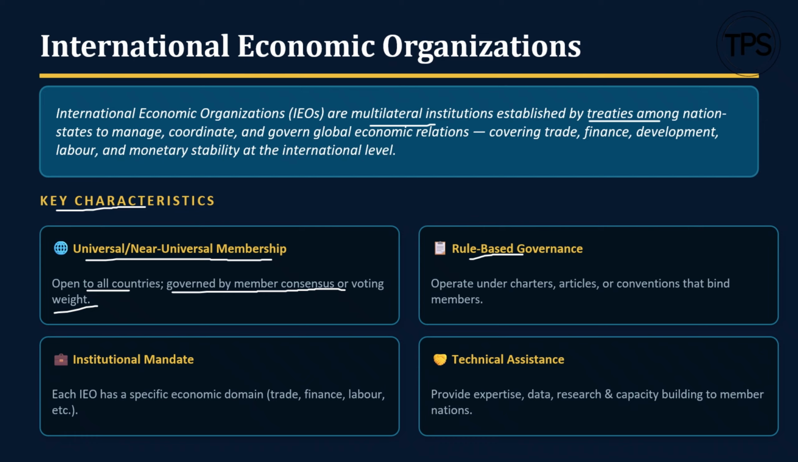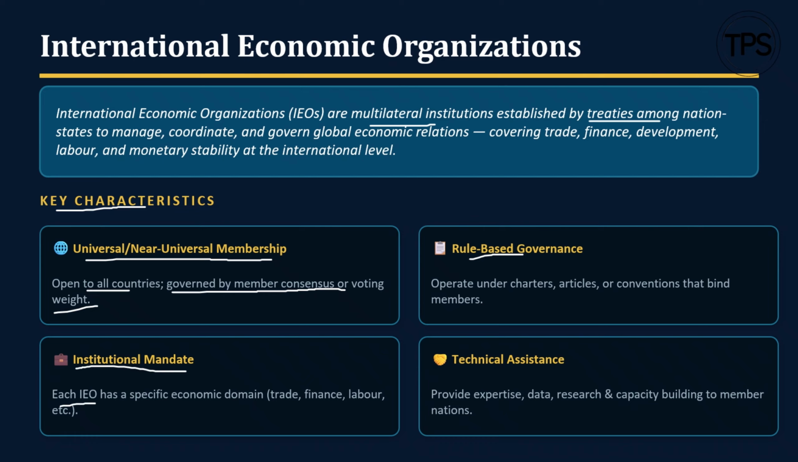Rule-based governance: they operate under charters, articles, or conventions that bind members. There is not just a single agreement, but there are articles and conventions that bind members for rules-based governance. Governance based on rules.